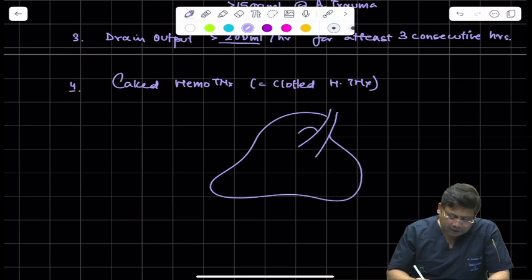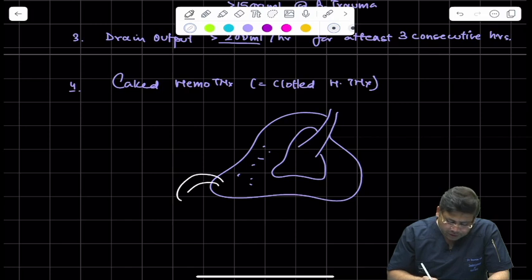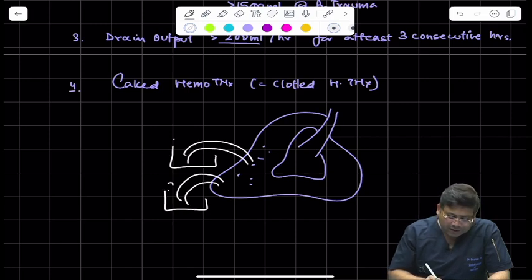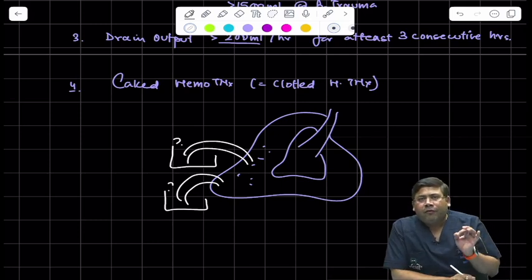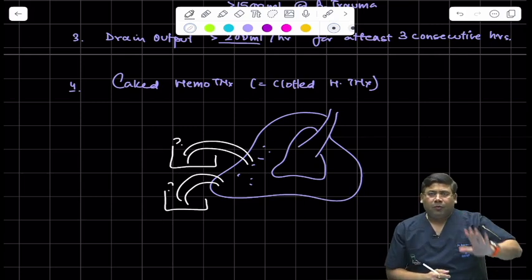Imagine this is a thorax and this is the blood. When you insert the first drain, if nothing comes out, you may think that you have not placed the drain properly and you insert one more. If 2 drains fail to evacuate the thorax, this is what is considered to be a caked hemothorax.